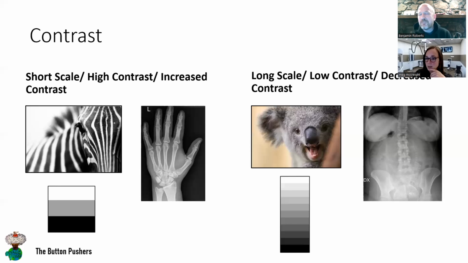And I have a picture of an abdomen here. So abdomen has all the anatomy in it, right? All of the things. And it's going to cause a lot of different attenuation numbers. Therefore, we're going to have a lot of different gray scales that are going to be visible, right? So an abdomen is going to be long scale, where a hand is going to be short scale.